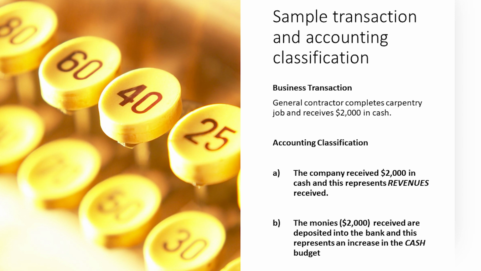All right, let's just show you an example of what a simple transaction looks like, and also the accounting classification of that transaction. So I keep talking about the fact that accounting is set up to help you to track your business transactions. What is important here is to understand how accountants do it, and that's what this example will show you. So, general contractor completes carpentry job and receives $2,000 in cash.